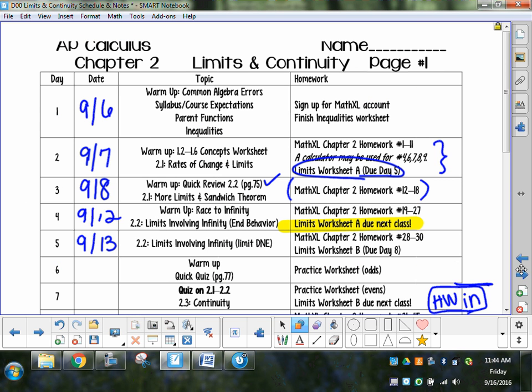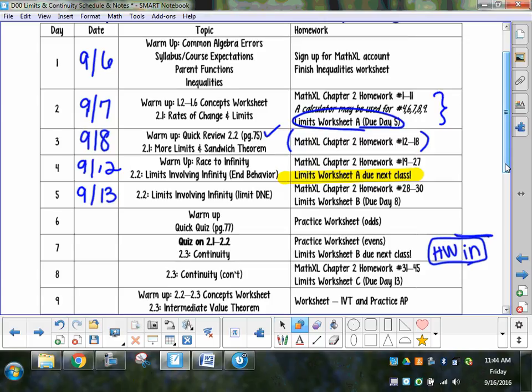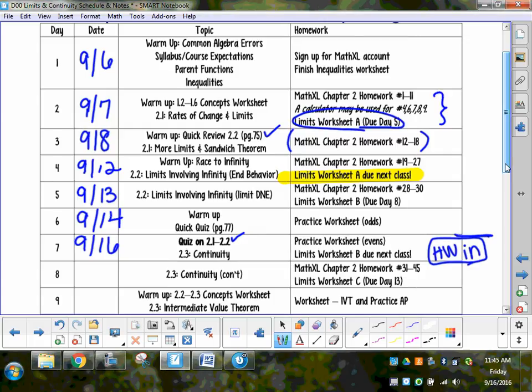All right. So, today is 9/16. Oh, wait, we didn't do it the other day. What day was this? 9/14? 9/16, we took our quiz already. We're going to do some notes on continuity. Your homework is going to be the evens from this worksheet and limits worksheet B, which is due next class, that you got a while ago. Now, let's bounce over, please. You're going to hand in your homework for the first 30 and at the end of the period.